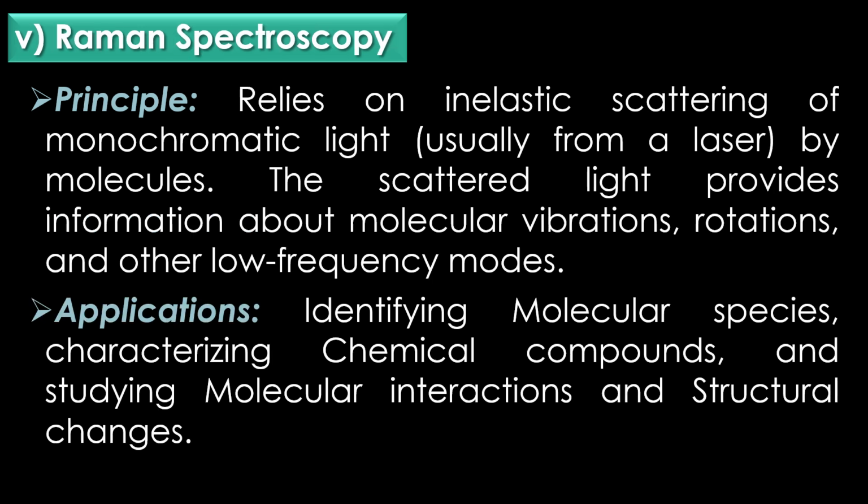The fifth type of emission spectroscopy is Raman spectroscopy. Raman spectroscopy is a form of molecular emission spectroscopy that relies on inelastic scattering of monochromatic light, usually from a laser, by a molecule. The scattered light provides information about molecular vibrations, rotations, and other low frequency modes. Raman spectroscopy is useful for identifying molecular species, characterizing chemical compounds, and studying molecular interactions and structural changes.